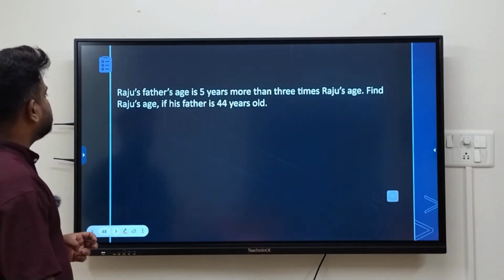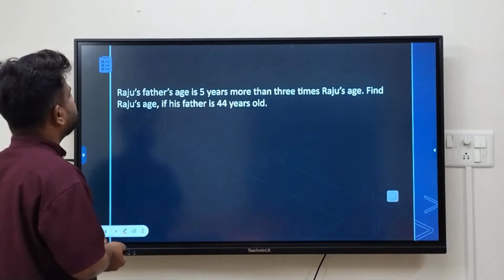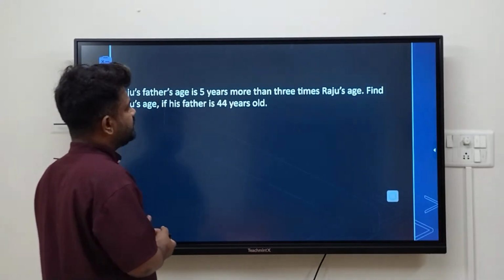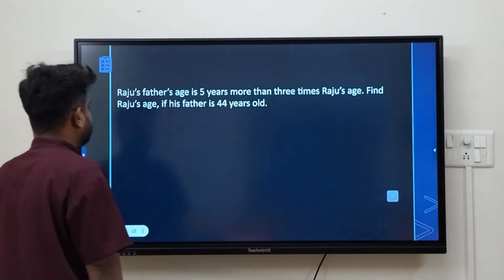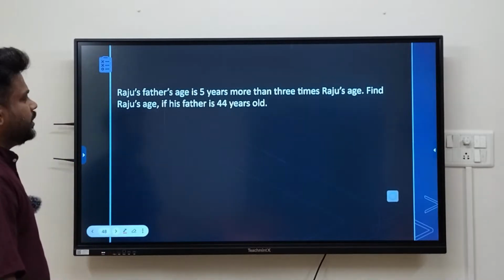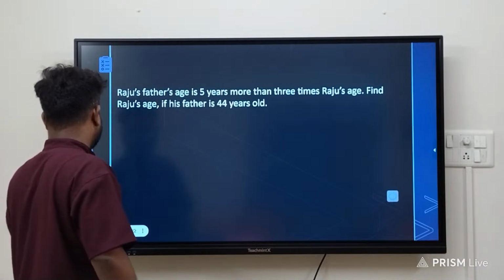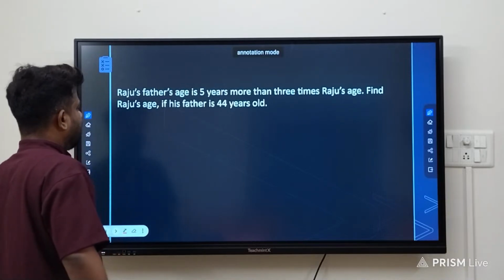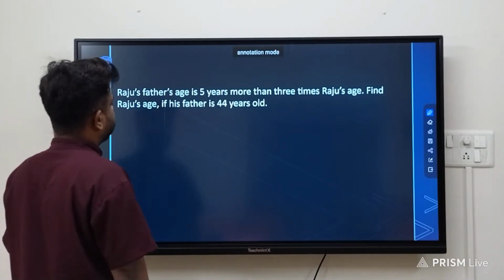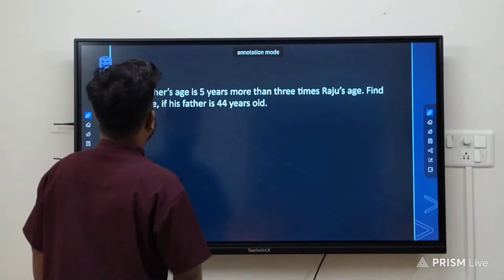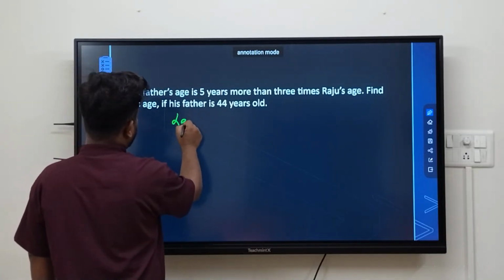Let's go to the next one. Raju's father's age is 5 years more than 3 times Raju's age. Find Raju's age if his father's age is 44 years old. We have already tried these kinds of problems before. So let's try this one.